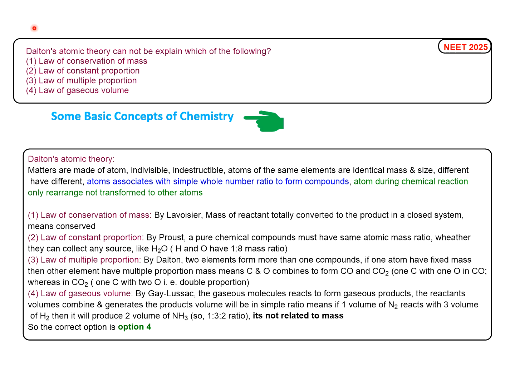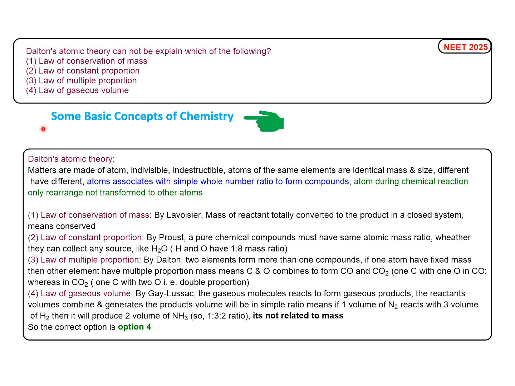Hi guys, let us discuss this question which was present in NEET 2025. The question is: Dalton's atomic theory cannot explain which of the following? Option 1, law of conservation of mass. Option 2, law of constant proportion. Option 3, law of multiple proportion. Option 4, law of gaseous volume.